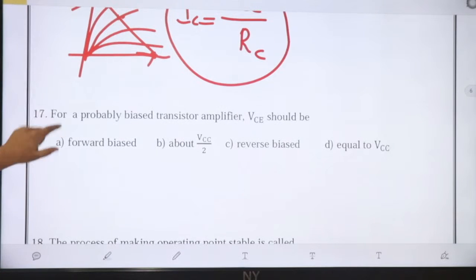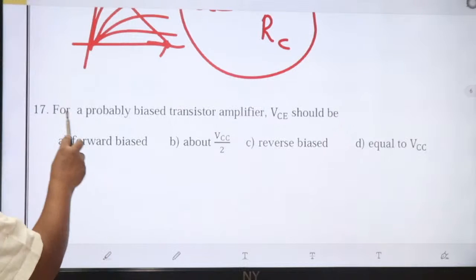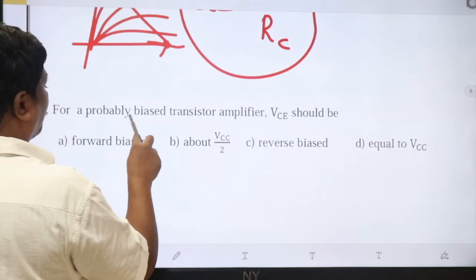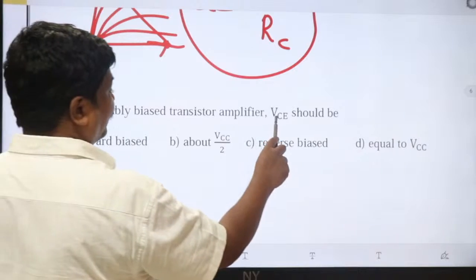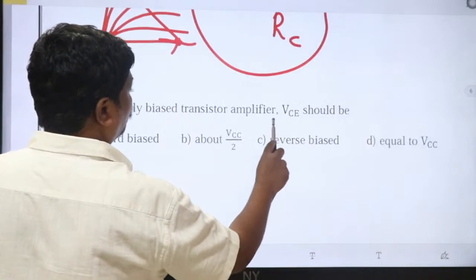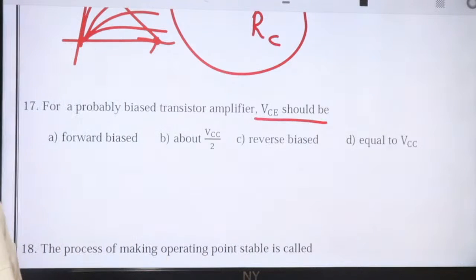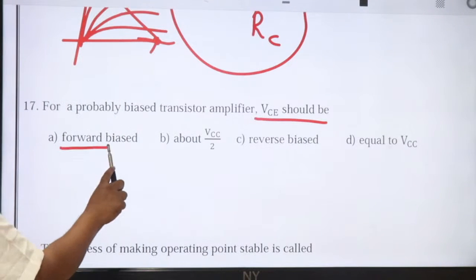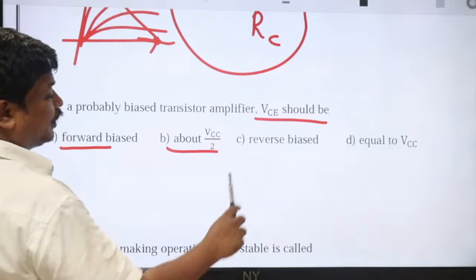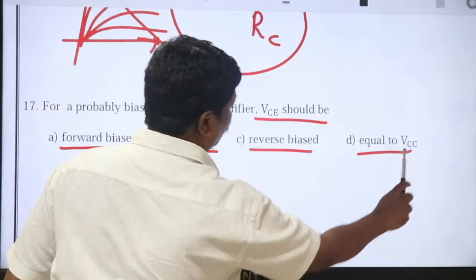For a properly biased transistor amplifier, VCE should be: forward biased, about VCC by 2, or reverse biased equal to VCC.